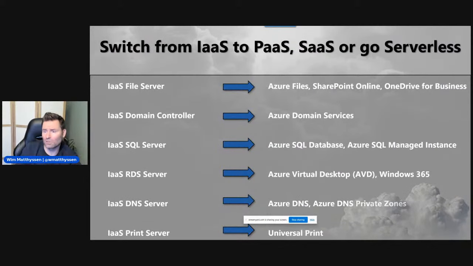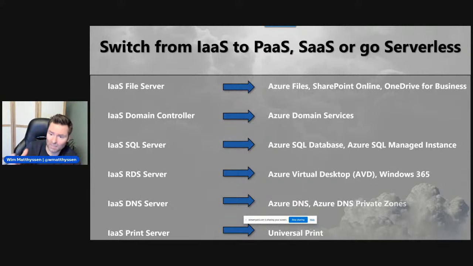The thing I also want to mention is, if your first setup in your first migration approach was lift and shift, or you started with the greenfield deployment with IaaS VMs, you should always try not to make it the end state, because now it's really time to modernize. So for example, if you're running in Azure an IaaS file server, think of switching that data to Azure Files, SharePoint Online, OneDrive for Business. If you're running an IaaS SQL Server, because it was the easiest way to get it up and running in Azure, now think of moving those databases to an Azure SQL database, Azure SQL Managed Instance. If you're still running RDS servers in Azure, definitely look at Azure Virtual Desktop or Windows 365.